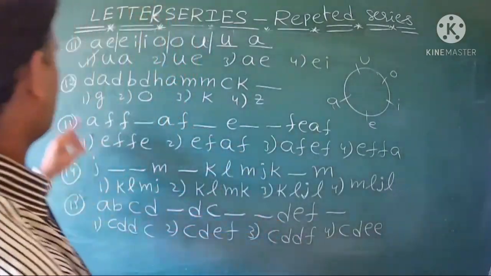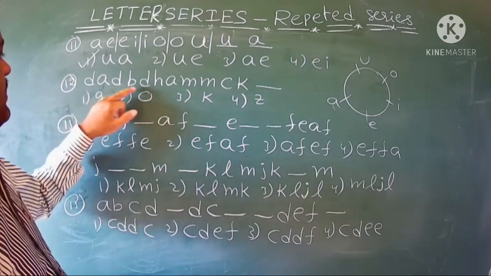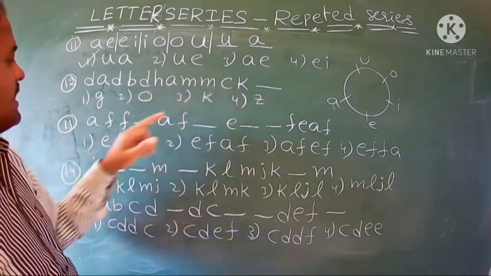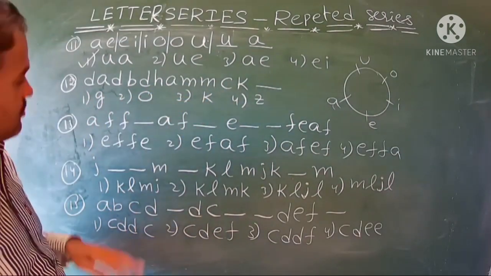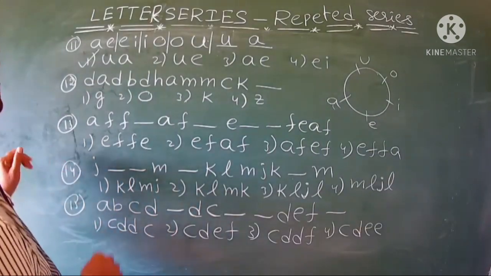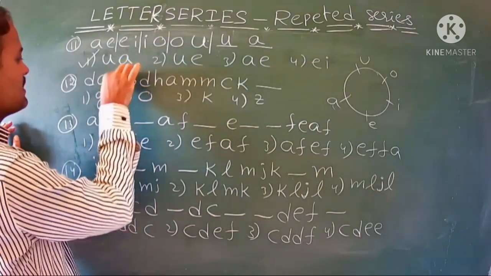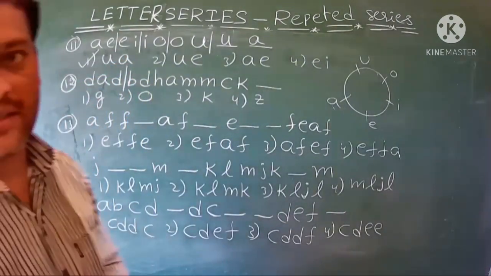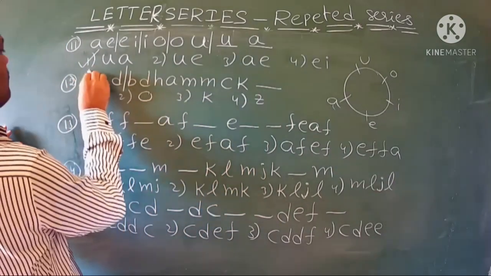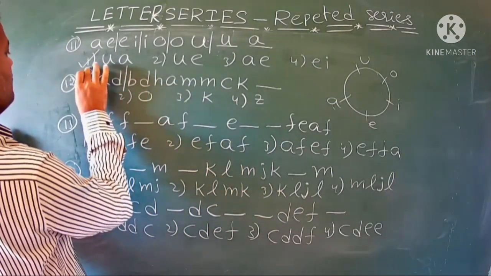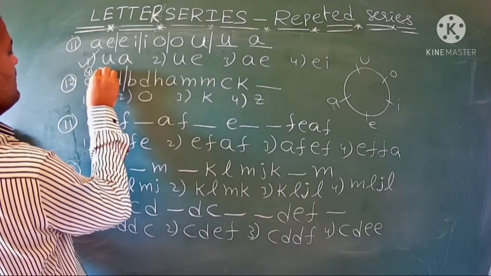Okay, next 12th question is DA, DB, DHA, MN, CK. So which is the suitable option? For example, very simple. First of all, for example, first 3 I am segregating. So now here D value is 1 and D value is 4 and A is 1.